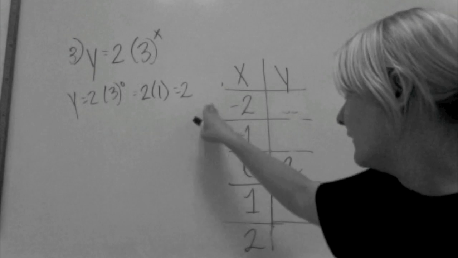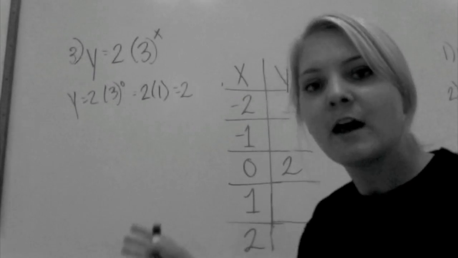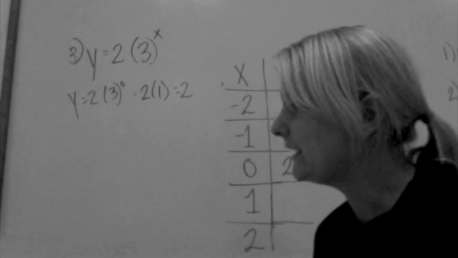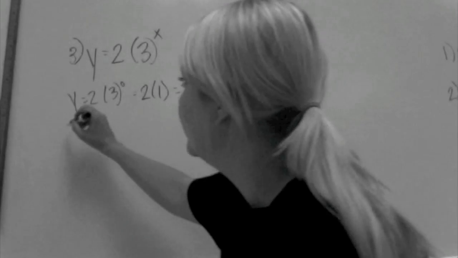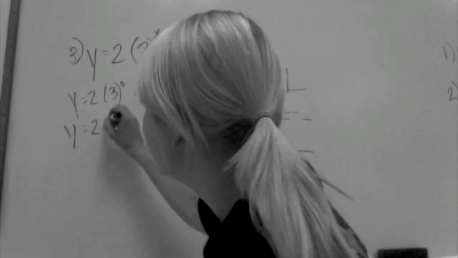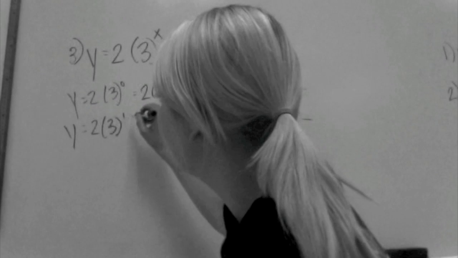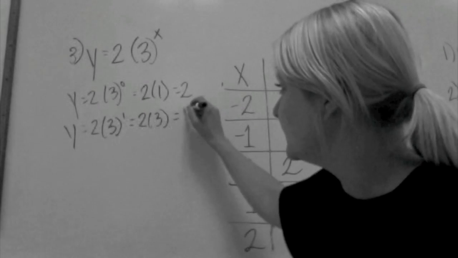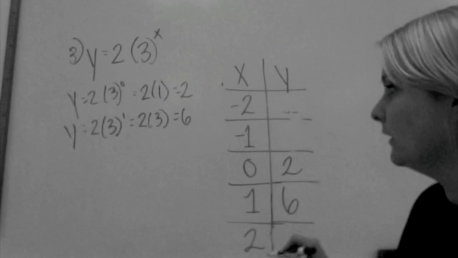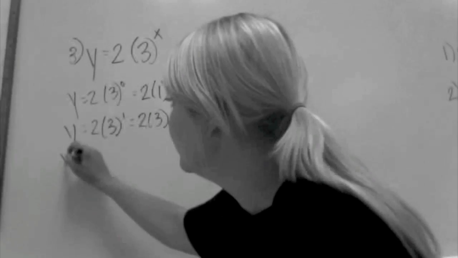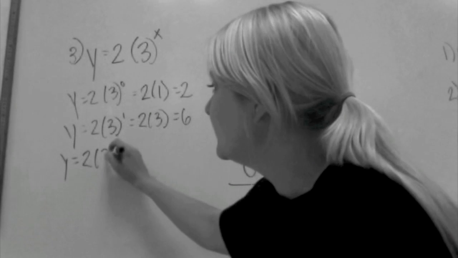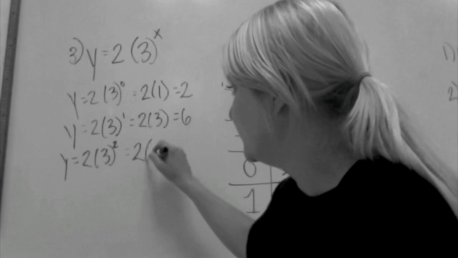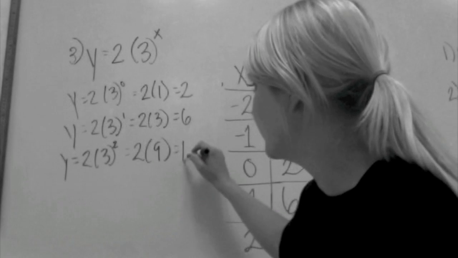All right, I want you to go ahead and finish up these. I'll be working them out and talking about them. Just check back to make sure you have the correct answers. So when x is 1, we get y equals 2 times 3 to the power of 1. So that equals 2 times 3, which equals 6. When x is 2, we get y equals 2 times 3 to the power of 2, which equals 2 times 9, which equals 18.